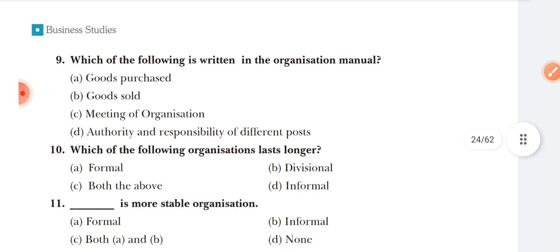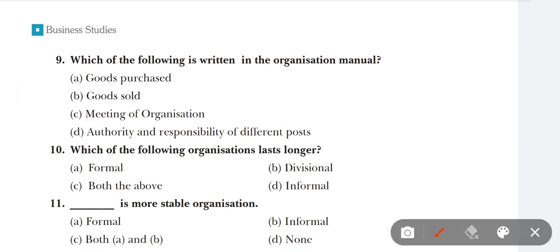Question 11. Blank is more stable organization. A, formal. B, informal. C, both A and B. Or D, none. And the correct option is option A, formal.